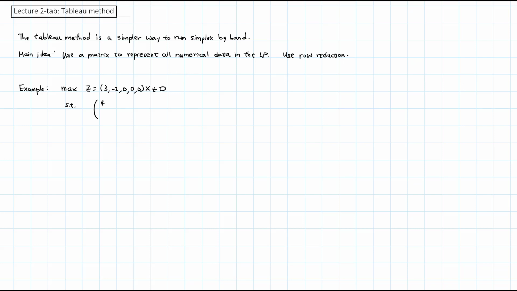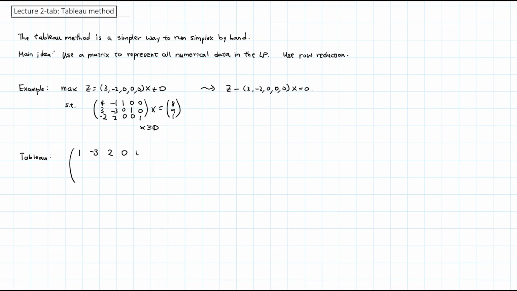Suppose we have this LP here. We will use z to represent the objective function. We first rearrange the objective function so that there is only the objective value on the right-hand side. So we have z minus this vector times x is equal to 0. We turn this into a tableau, which is a matrix that contains all the information we need from this LP. The first row contains the information from the objective function, and the rest comes from the constraints.